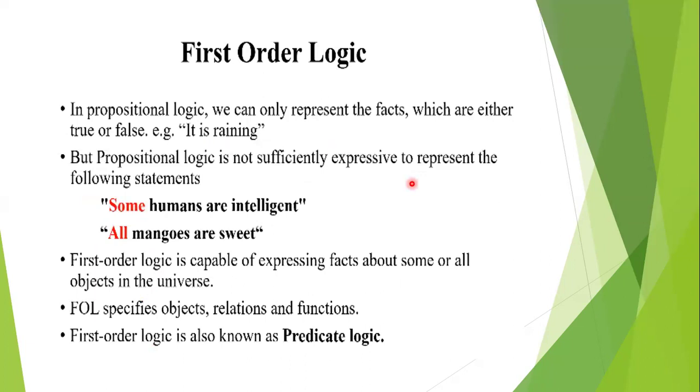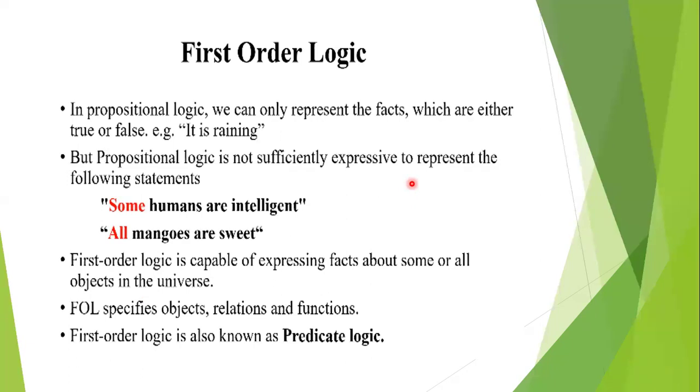Next, we are going to see first order logic. In propositional logic, we can only represent the facts which are either true or false. Propositional logic is not sufficient to represent statements like "some humans are intelligent." In such a statement, we can't say yes or no. So in such cases, we go for an extension of it. First order logic is capable of expressing facts about some or all objects in the universe. First order logic is also called predicate logic.